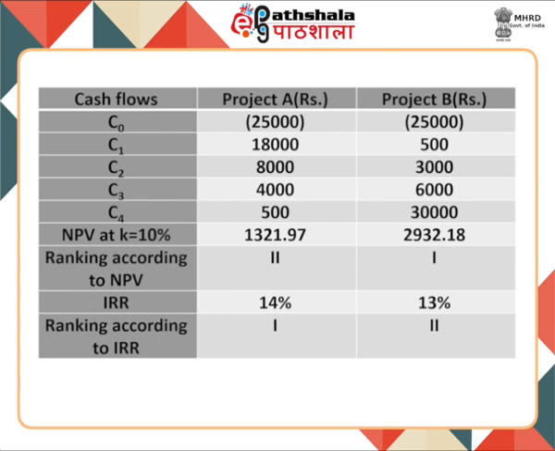As we can see in the table, the net present value for project A is 1321.97 and 2932.18 for project B. The internal rate of return for project A is 14%, while that for project B is only 13%. The conflict in ranking arises due to reinvestment rate assumption.